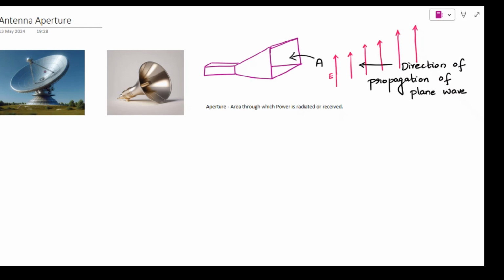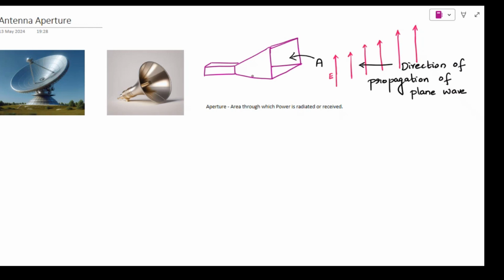Now, when you consider the aperture, basically it is the area over which, in this parabolic antenna or the horn antenna, it is either receiving or transmitting the electromagnetic energy. So we can define the aperture as the area through which the power is radiated or received, and based on the type of radiation or the losses happening across the antenna, we have different types of apertures.